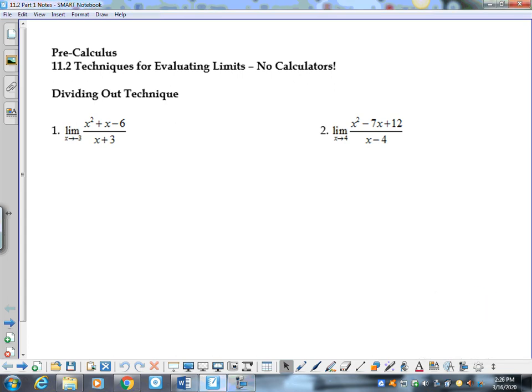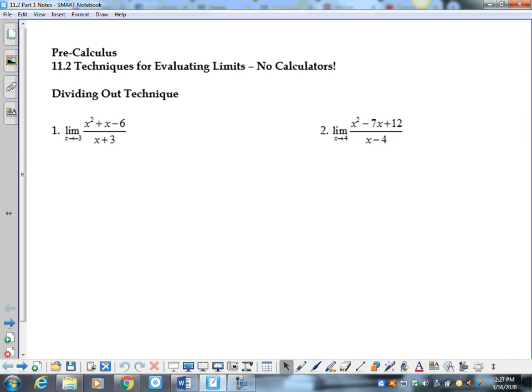All right, so this lesson is on evaluating limits without a calculator when you cannot just do direct substitution and you may not know exactly what the graph looks like without a graphing calculator, which you don't have access to. So let's talk about number one. I'm taking the limit. This is a rational expression, has a function in the numerator and a function in the denominator. Of course, I'm headed to a -3.